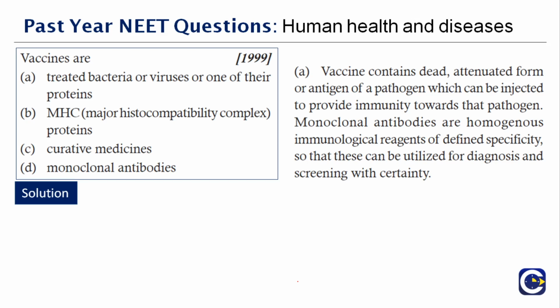Attenuated, I already told what is the meaning of it. That is, the virulence factor will be removed from it. The disease-causing thing will be removed. Only the antigen will remain to elicit a response, and antibodies will be produced, and therefore the mission is accomplished. Therefore the right answer is option A.